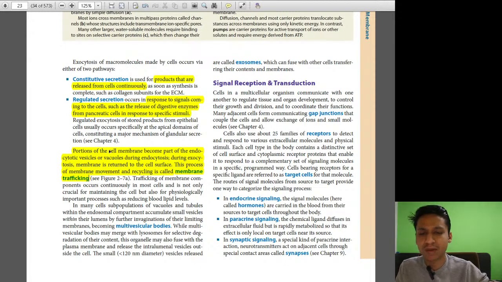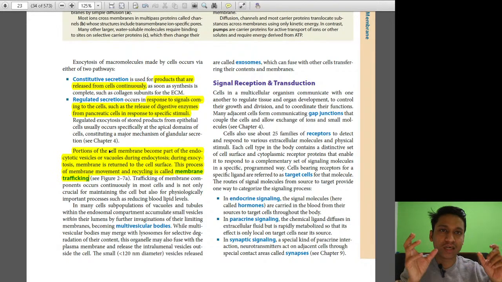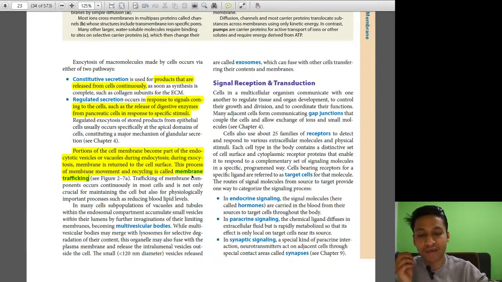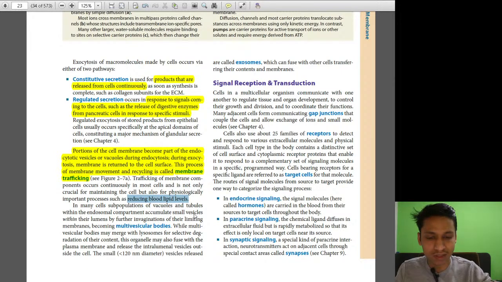Basically, portions of the cell membrane become part of the endocytotic vesicles. Like in the coated pit, we created a vesicle that was actually a part of the plasma membrane, and the same happens with exocytosis, where this part of the membrane goes and adjusts back to the cell membrane, and this whole process is called membrane trafficking. Trafficking of membrane components occurs continuously in most cells and is not only crucial for maintaining the cell but also for physiologically important processes such as reducing blood lipid levels. So the only important part is that membrane trafficking reduces blood lipid levels.